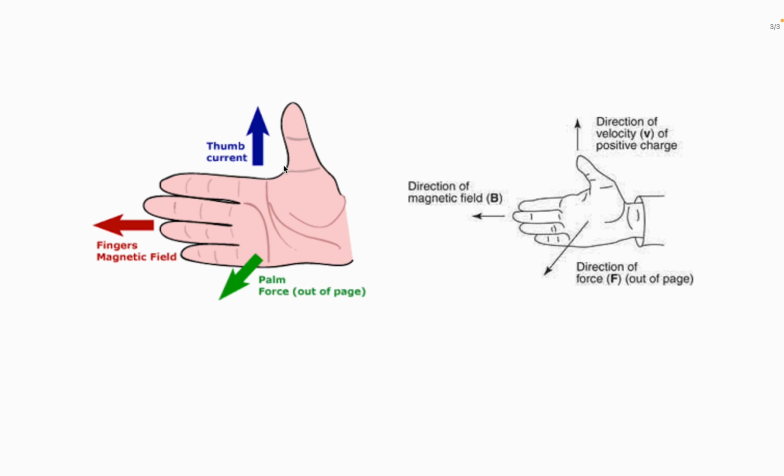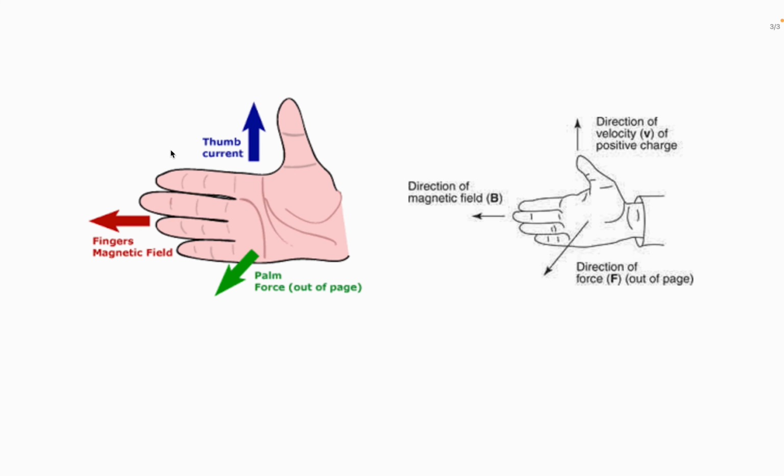Alright, here we see two pictures. Now in most of my classes I will use the right hand rule, which is shown here. The left side one is talking about the four fingers. These four fingers are in the direction of the magnetic field.